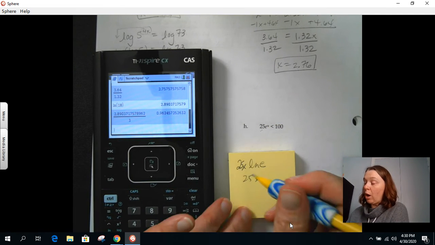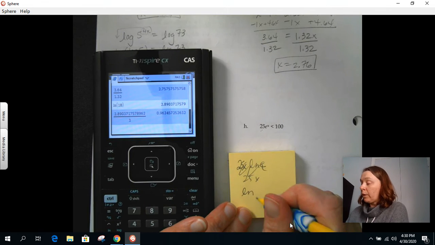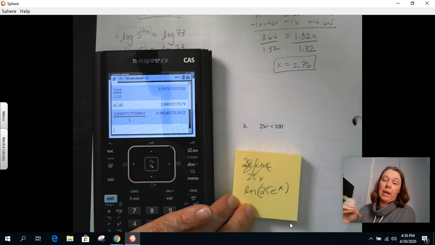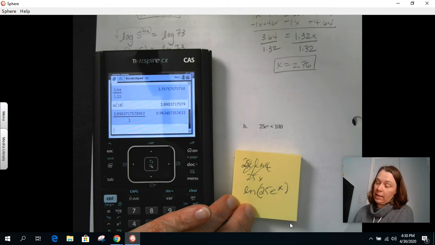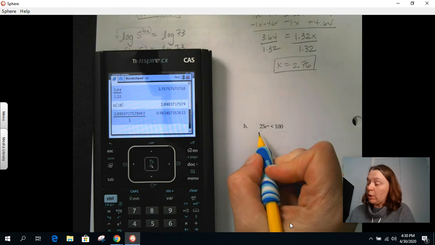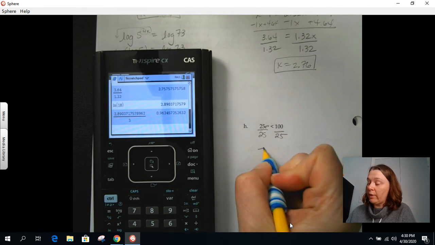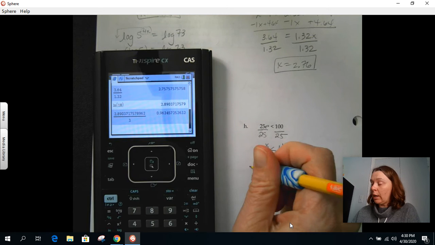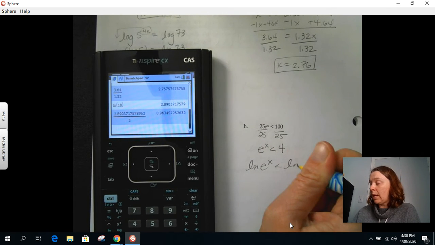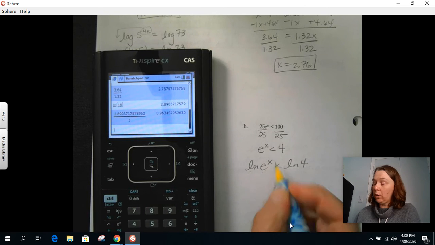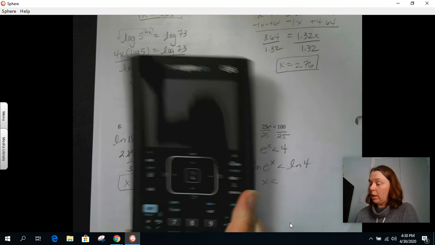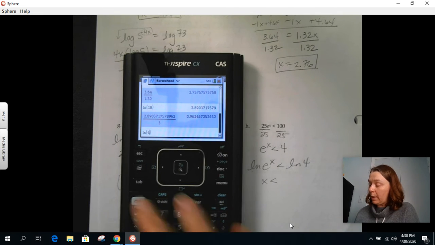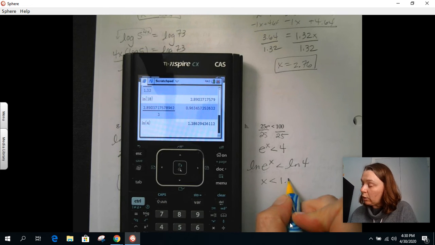If you take the natural log of 25e to the x, that's the natural log of a product, and you would have to split that into ln 25 plus ln e to the x. It's different. So what I'm going to do first is just divide by the 25. Now, some of you might be noticing, hey, that's an inequality. It really is going to work the same way. Here I'm going to take the natural log of both sides. Natural log of e to any power is just that power. And then I'm just going to plunk natural log of 4 into my calculator. So x is less than 1.39.